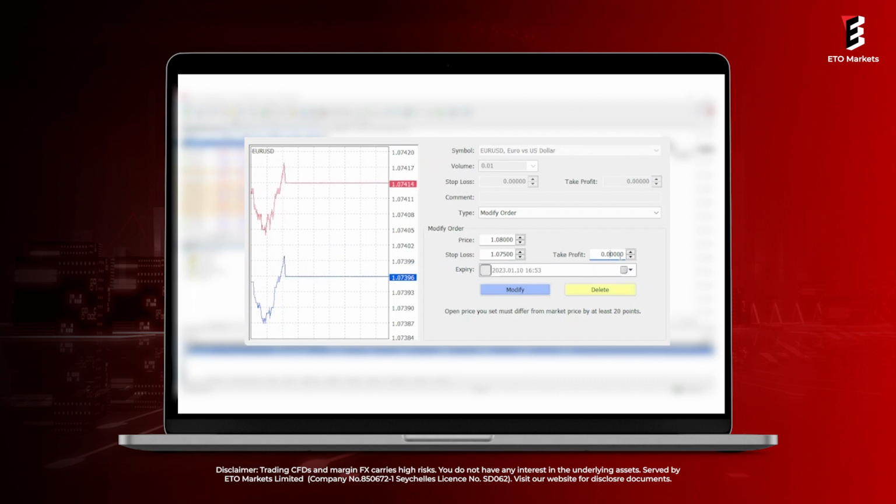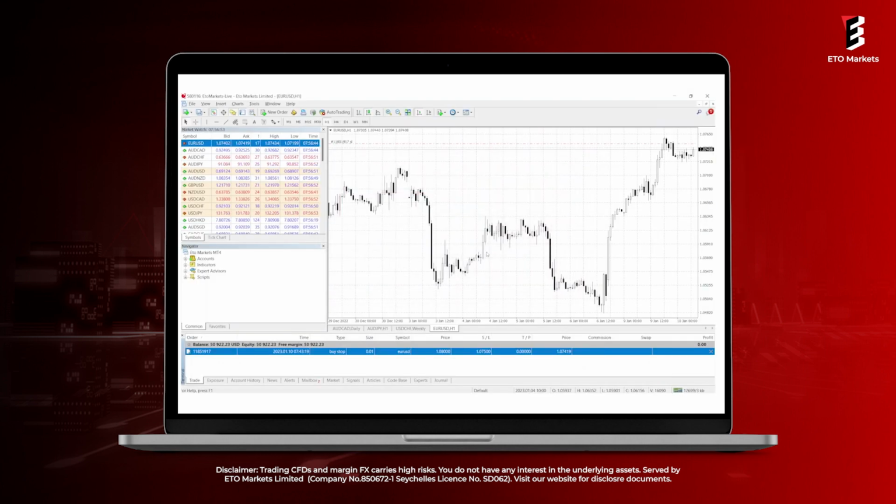In the Euro-USD currency pair, the stop loss and take profit value must be at least 20 points from the bid or ask price now. The new values of the take profit or stop loss are shown in the columns below.